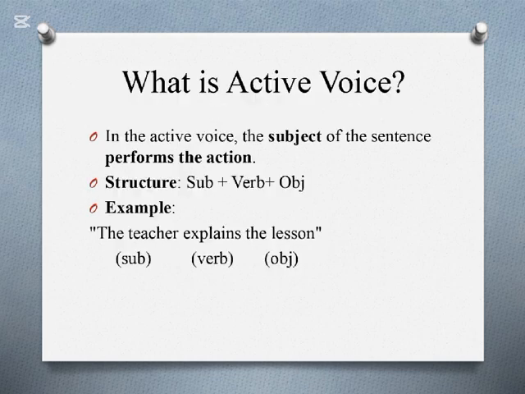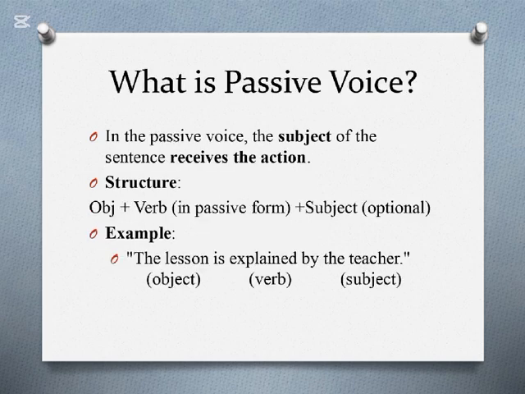To understand the active and passive voice, it can be helpful to understand the difference between the subject of the sentence and the agent. The subject of the sentence is always before the verb: subject, verb, then object. For example, the teacher explains the lesson.